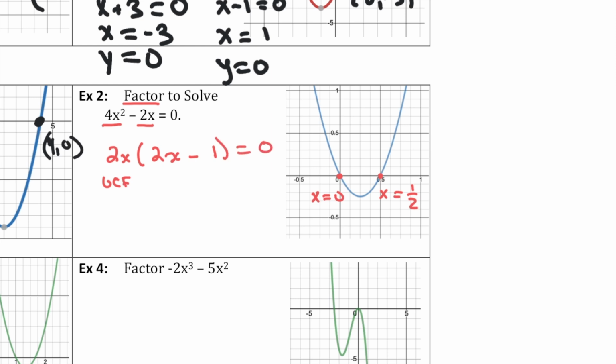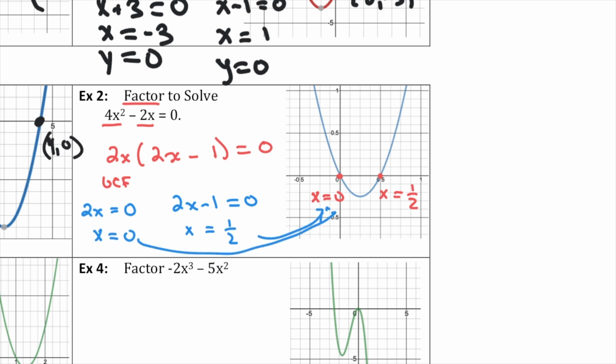Okay, so I have two factors. One of them is 2x. I'm going to take that factor and set it equal to 0. I'm going to take 2x minus 1 and set it equal to 0. When I divide, x equals 0. When I add 1, divide by 2, x is 1/2. And notice, these are the solutions that we were expecting.